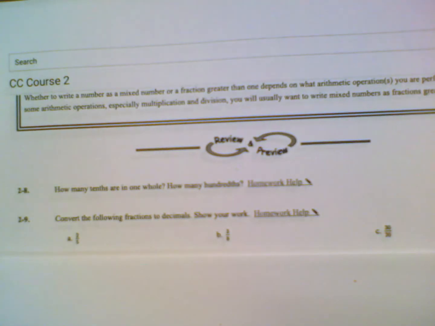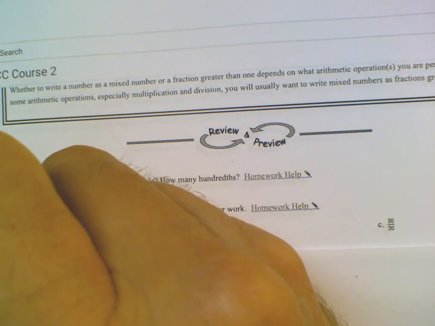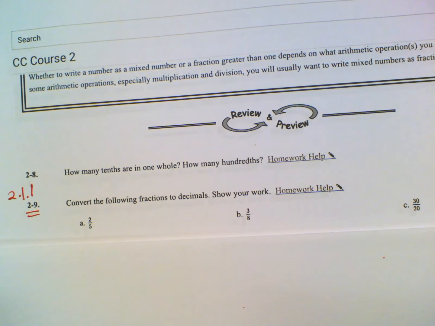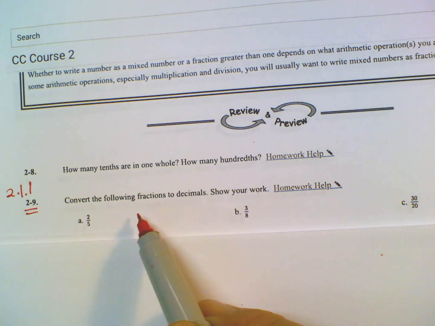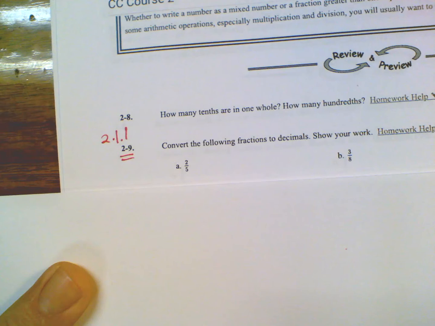All right, so we are looking at CC2, section 2.1.1, and we're looking at number 2-9. So 2.1.1 from CC2, and the question is asking us to convert the following fractions to decimals and show your work, right?